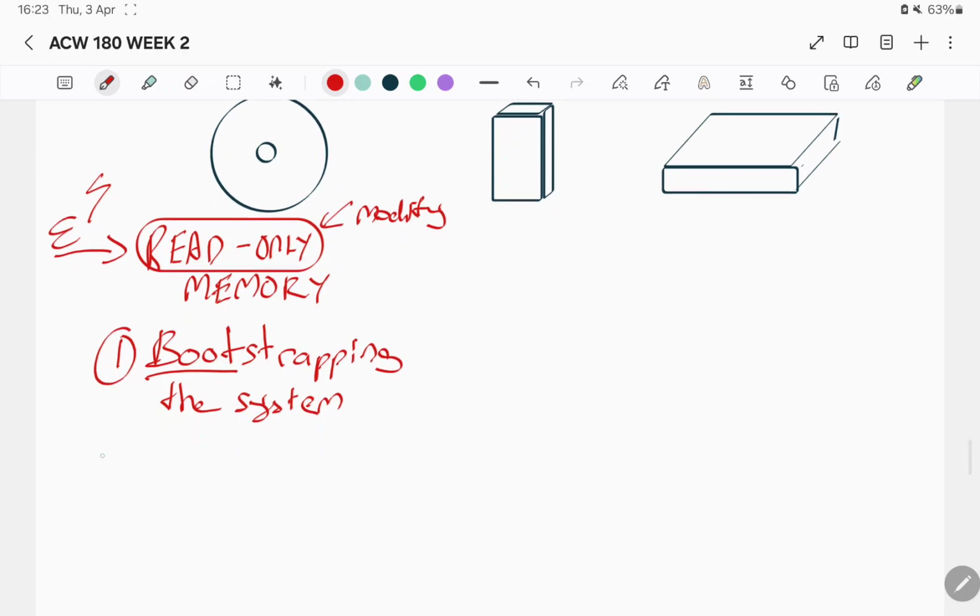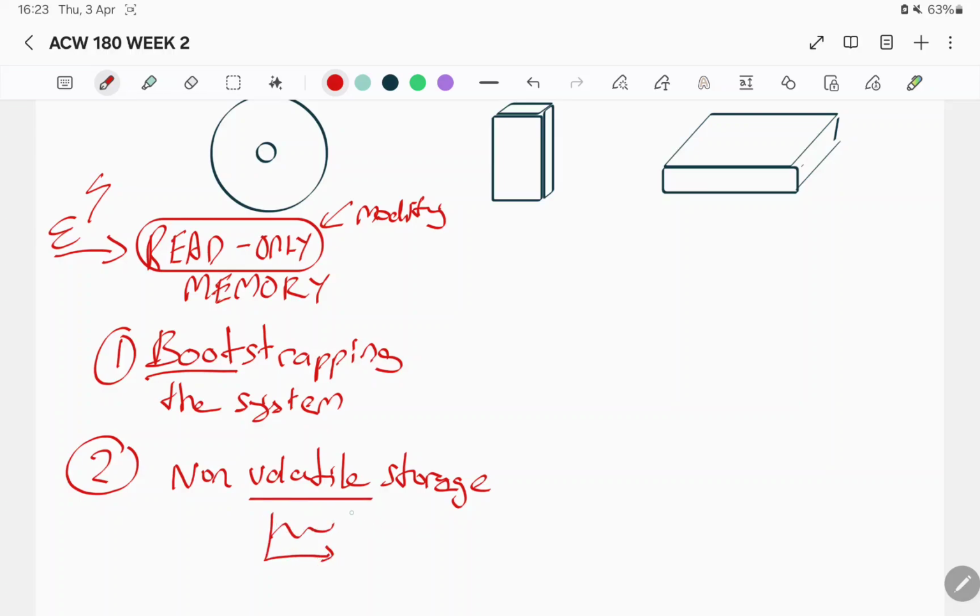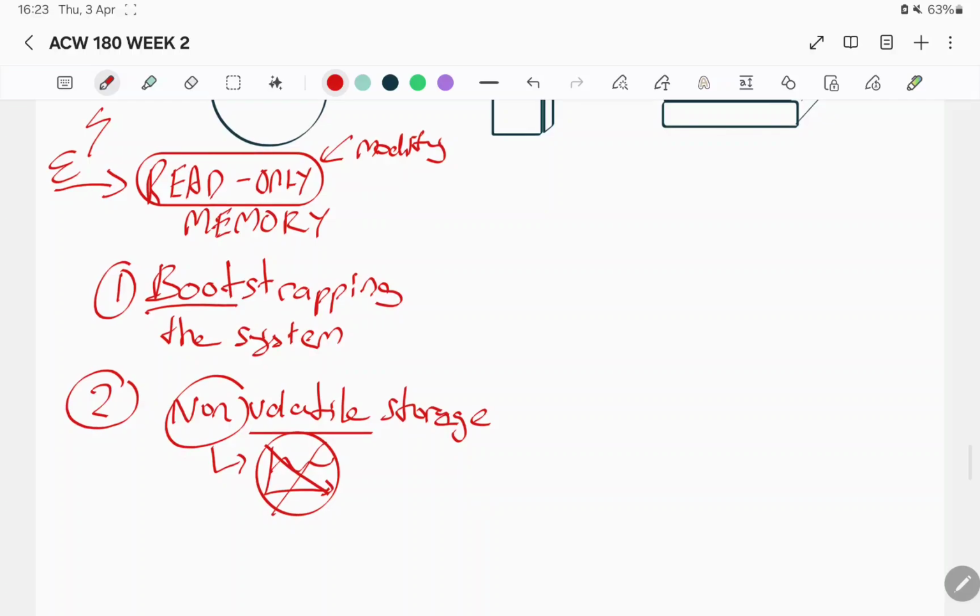So usually the feature of this one, the ROM, is non-volatile storage. Alright, as opposed to this one, which is volatile. Volatile here means change. Non-volatile means it doesn't change, right? It has a fixed firmware attached to it.